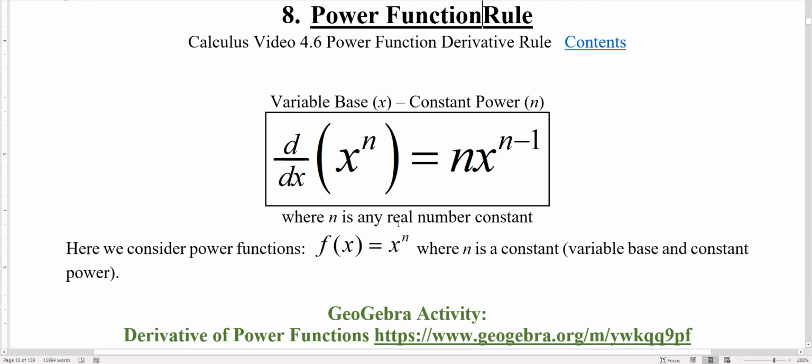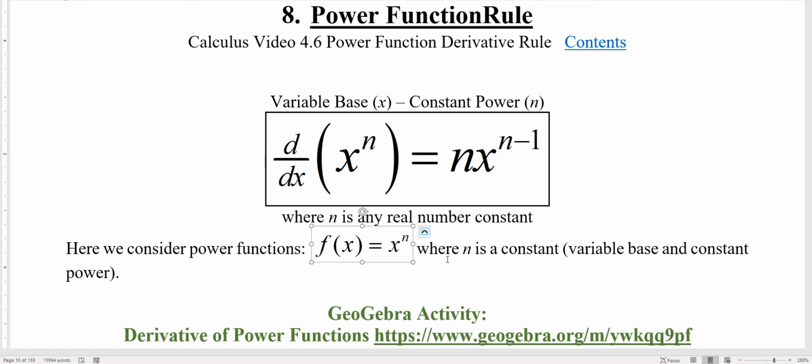So it turns out that a power function, of course, is a function that looks like this: f of x equals x to the n, where n is a constant and x is a variable. So it's a variable base and a constant power. This is the most basic power function. We can transform this by putting in a coefficient or adding something to it. But just a basic power function is a real simple function in one sense.